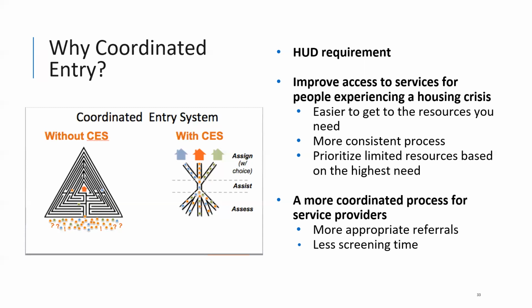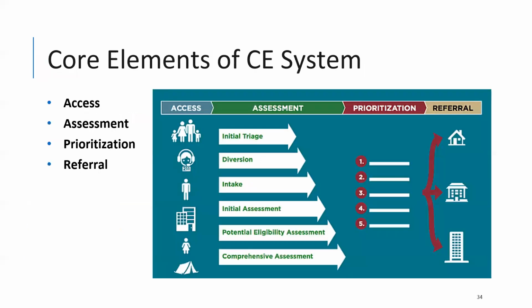So we're going to talk about all of the elements of the coordinated entry system. There are 4 key elements to the coordinated entry system. First is access. So how do folks access the system? Do folks call in? Do they go in person? Is it available for folks who are residing on the streets, for example, through street outreach? Where and how do folks access the system?